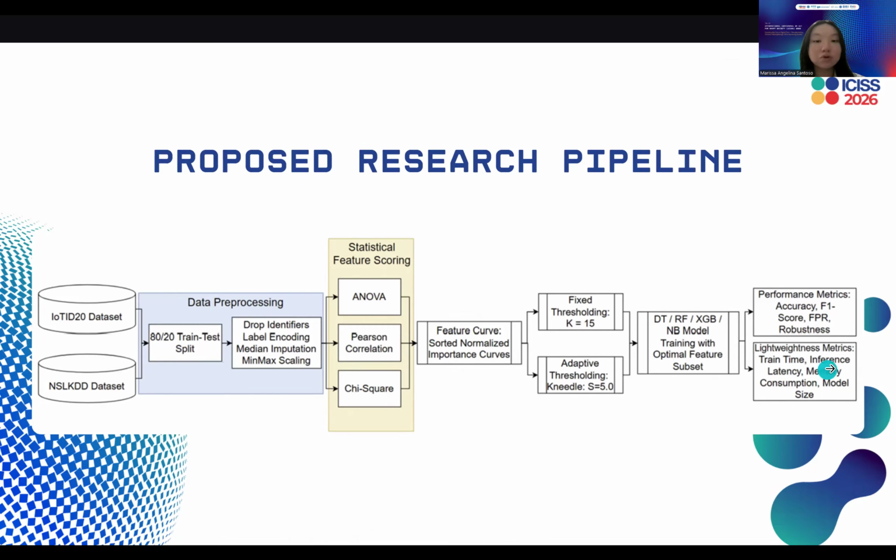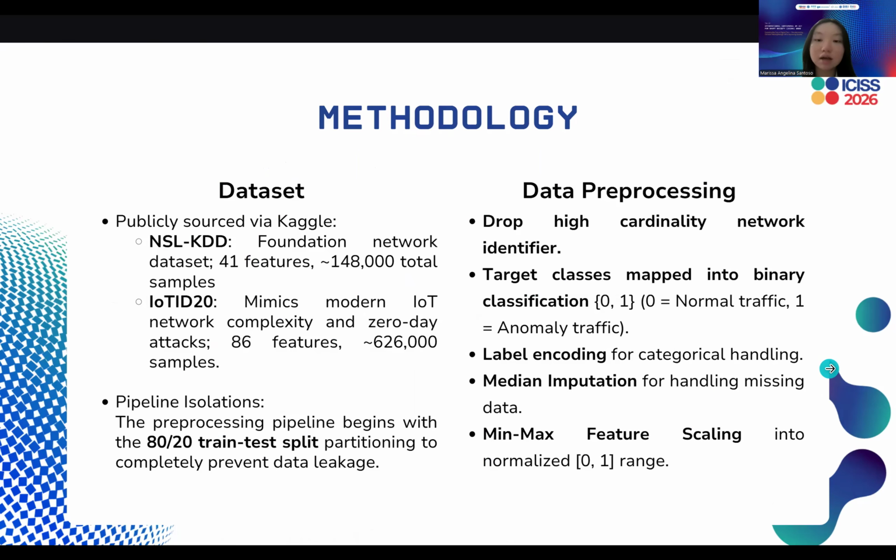For the dataset, we use two publicly sourced Kaggle datasets. The NSL-KDD is our foundation network dataset with 41 features, around 148,000 total samples. And also the IoT ID20 mimics the modern IoT network complexity and also zero-day attacks with 86 features and around 626,000 samples. Our pipeline enforces strict isolation.